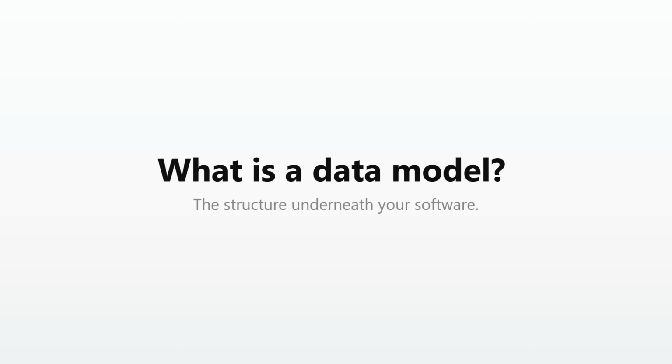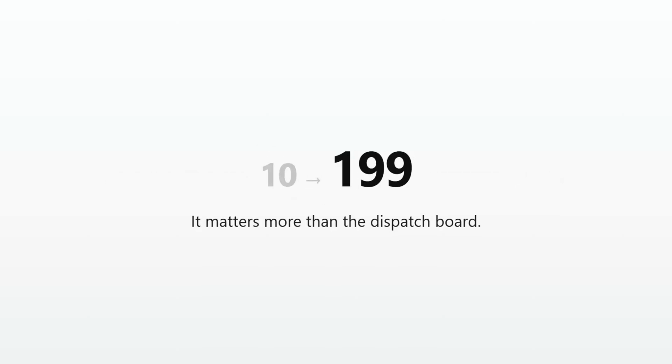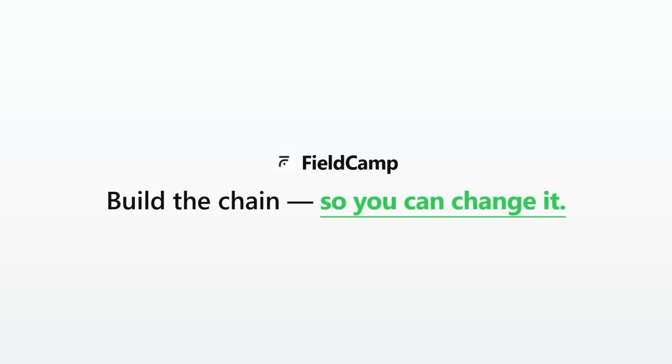What is a commercial HVAC software data model? It is a structure connecting your customer accounts, contacts, locations, equipment, service agreements, preventive maintenance, deficiencies, projects, and billing. If you're scaling from 10 technicians toward 200 in 2026, that structure matters more than the dispatch board. FieldCamp is a clear example of building the chain so your company can change it.